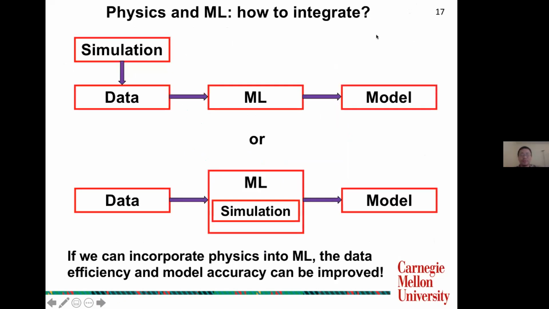Also, another problem is that in machine learning, we usually want to incorporate more phases, because this will help us to generalize the model better. So how do we integrate? We have two approaches. The first approach is that we use simulation to generate some data. So this data contains some physics, and this data will train the machine learning model. But this is not as good as the second type, I think. The second type is that we have the data, and in the machine learning architecture, we already incorporate some simulation. So this type will be more data efficient and more accurate.